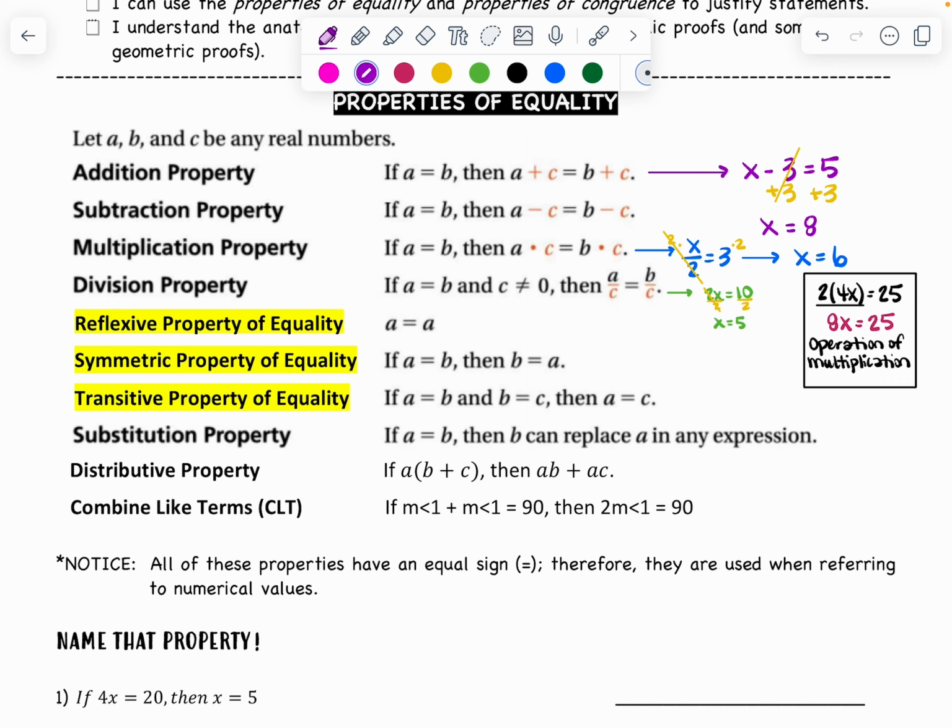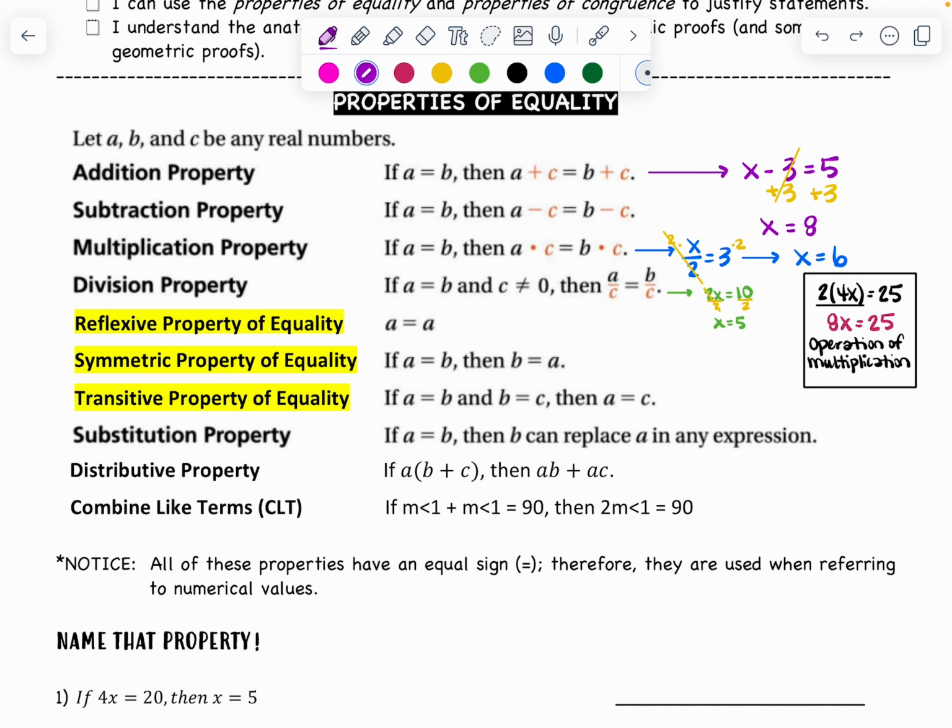The reflexive property of equality basically just says that anything is equal to itself, which is kind of like, well, no kidding. Like, it almost seems useless, but it's really not. We use it all the time. So it could be like 5 equals 5 or x equals x. It could be the measure of angle 5 is equal to the measure of angle 5, right?